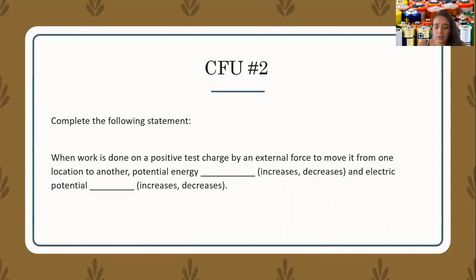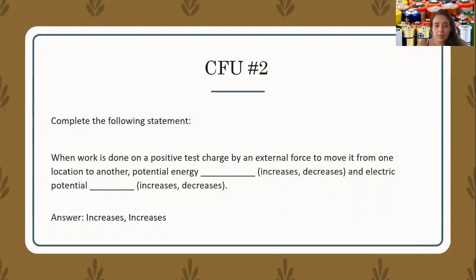All right, so let's go over our answers. The correct answer in both of these cases is that they're both going to increase. If a positive test charge is moved by an external force, then the potential energy will increase. And by increasing the potential energy, its electric potential will also increase.